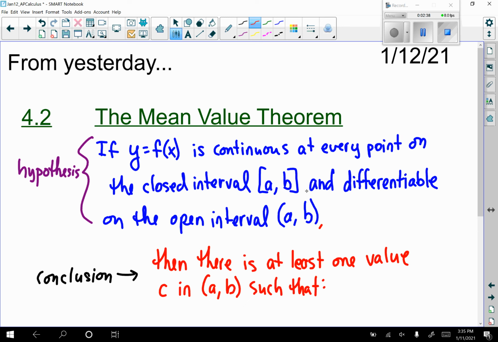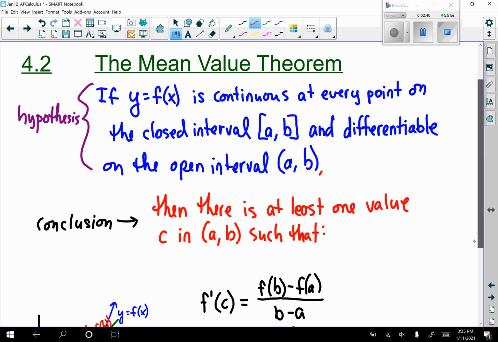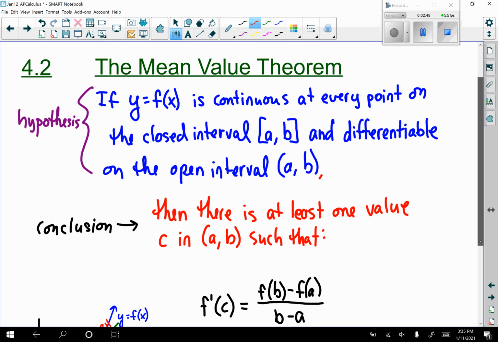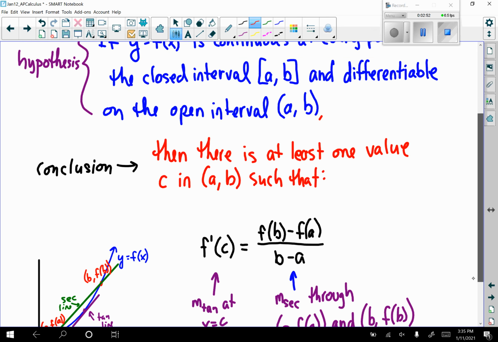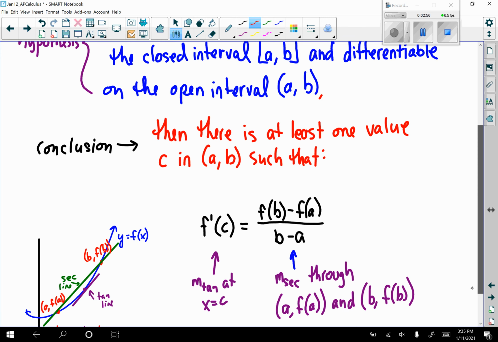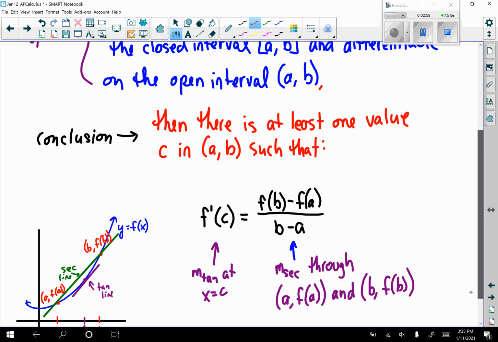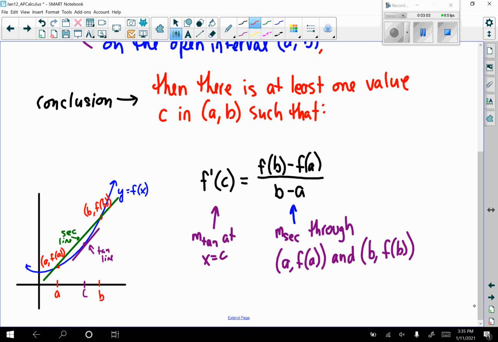then there is at least one value c in this open interval a to b such that f prime of c is equal to f of b minus f of a all over b minus a. In words, that really means the slope of the tangent line at x equals c is equal to the slope of the secant line that goes through the points a comma f of a and b comma f of b. And here's our little illustration of that.